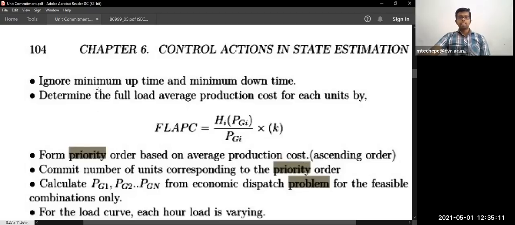Next, determine the full load average production cost for each unit by using FLAPC. That we have seen: FLAPC is equal to H_i of P_Gi divided by P_Gi, into K. So these are the steps. The first step for the priority list method is to determine the full load average production cost for each generating unit using this formula, that is H_i of P_Gi divided by P_Gi into K, the cost of that particular unit.